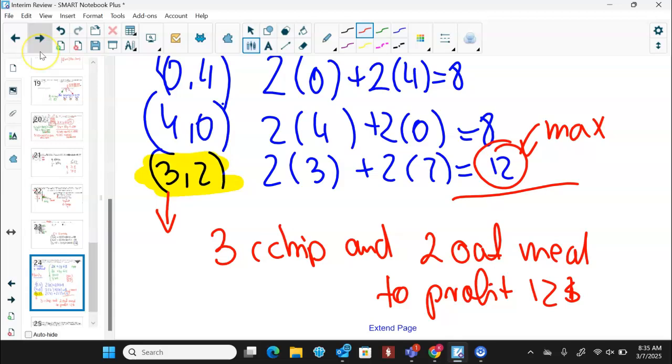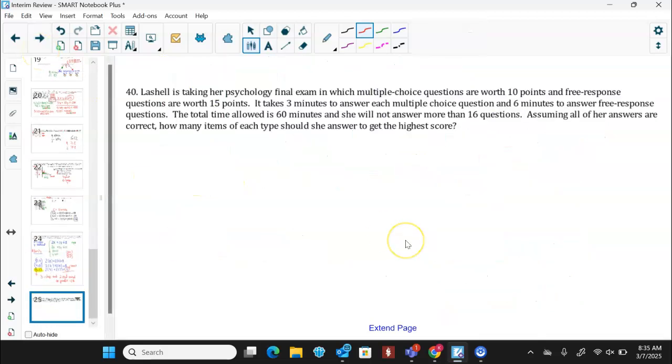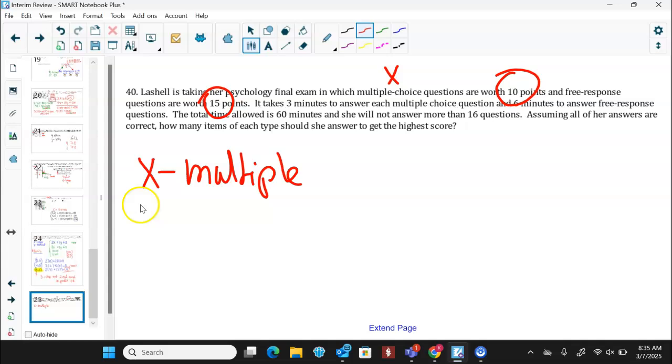All right. And the last question on the review, you're almost there. It says, Lachelle is taking her psychology final exam in which multiple choice questions are worth 10 points. So that's important. Multiple choice, and then free response is worth 15 points. So again, multiple choice will be your X and Y is free response. All right. So it takes 3 minutes to answer each multiple choice question and 6 minutes to answer each free response question. The total time allowed is 60 minutes.